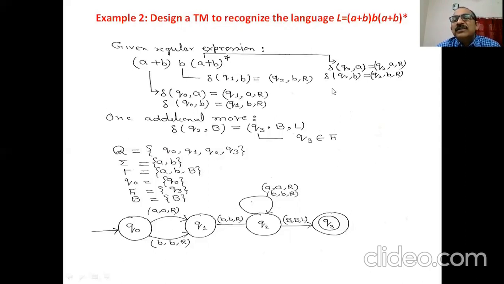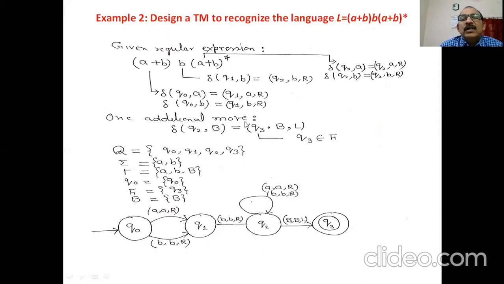So now you can see the machine is in state Q2. And if in state Q2 it reads the blank B, it goes to the next state, replaces this capital B by B and moves in the left direction. Okay. Here you have to make this Q3 state a final state.